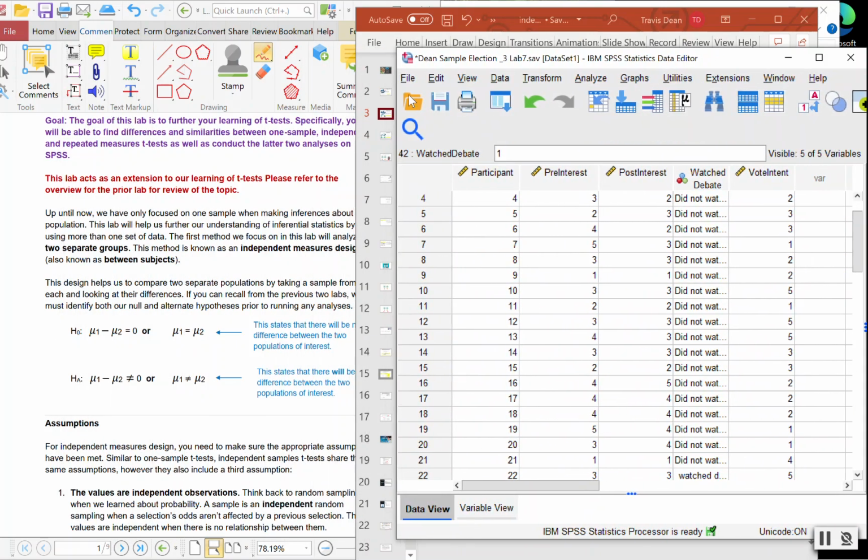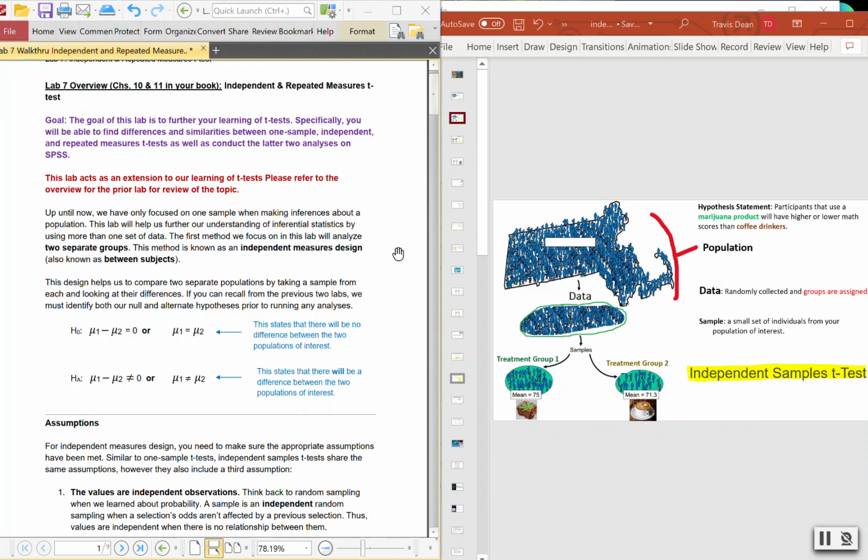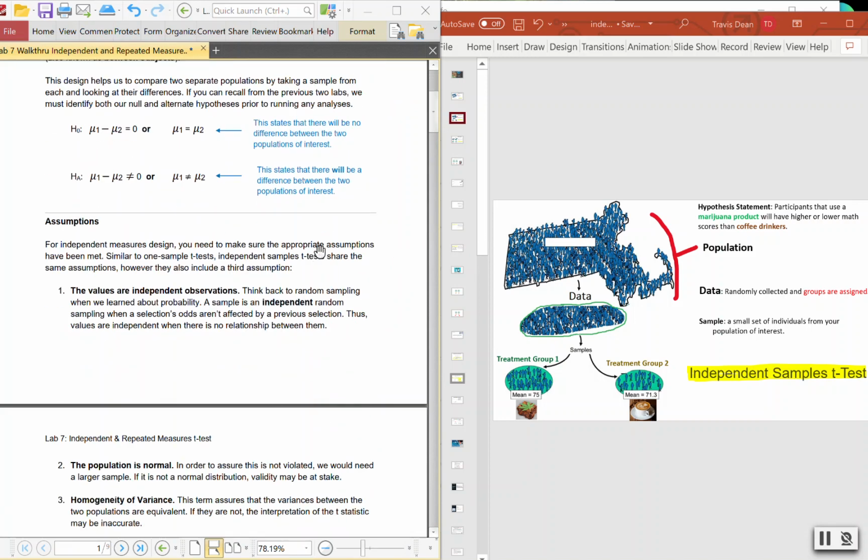Whenever you engage in any sort of statistical analysis, you have to have your assumptions met. Ideally you want to have all your assumptions met before you move on. Not all the time will your assumptions be met, but you want to at least give it an attempt, and if you don't have your assumptions met, then you might have some biases in your results.